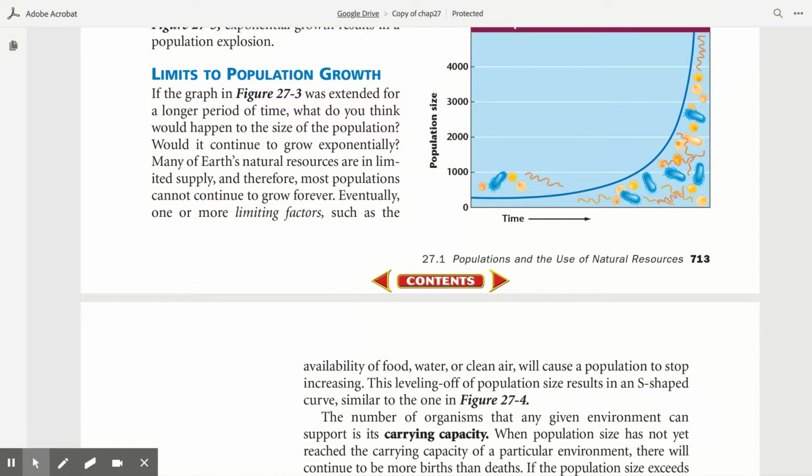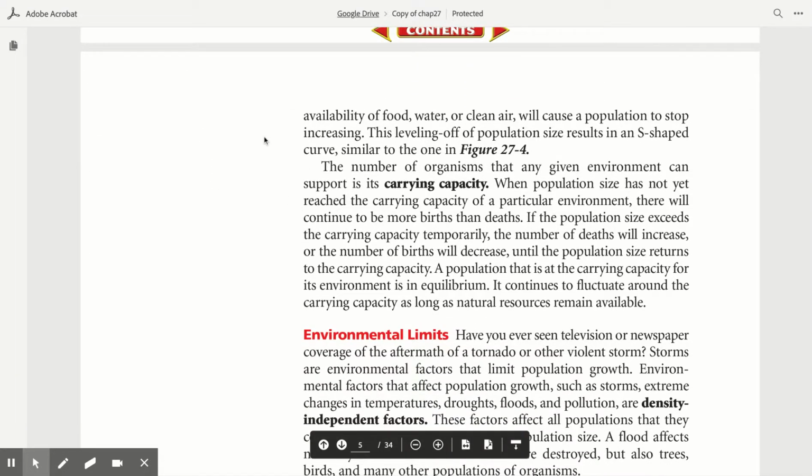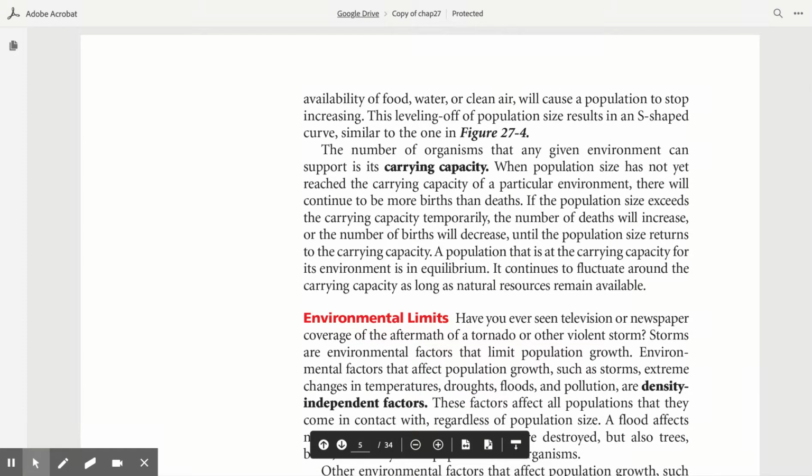Limits to population growth. If the graph in figure 27.3 was extended for a long period of time, what do you think would happen to the size of the population? Would it continue to grow exponentially? Many of the Earth's natural resources are in limited supply, and therefore most populations cannot continue to grow forever. Eventually, one or more limiting factors, such as the availability of food, water, or clean air, will cause populations to stop increasing. This leveling off of population sizes results in an S-shaped curve similar to the one in Figure 27.4.